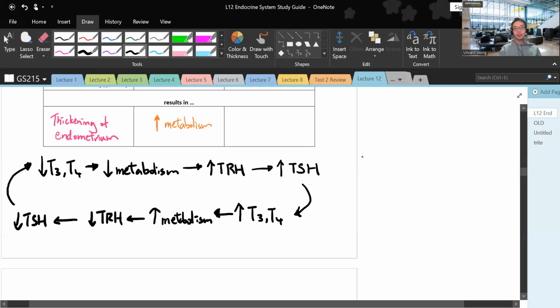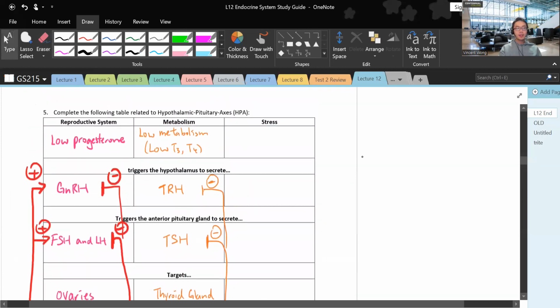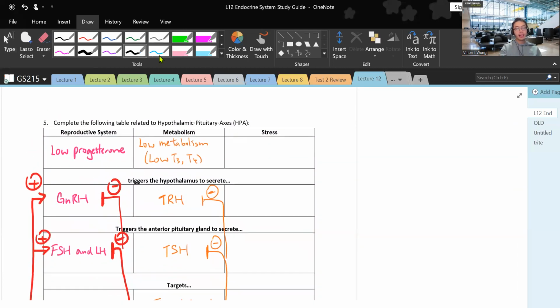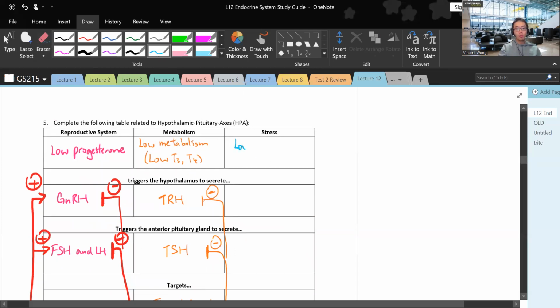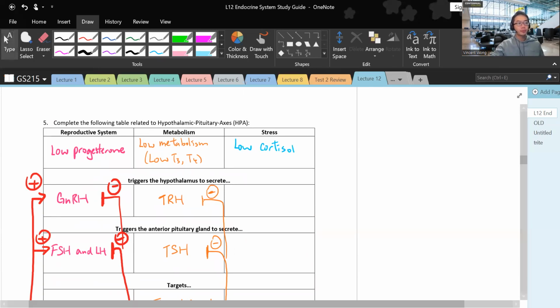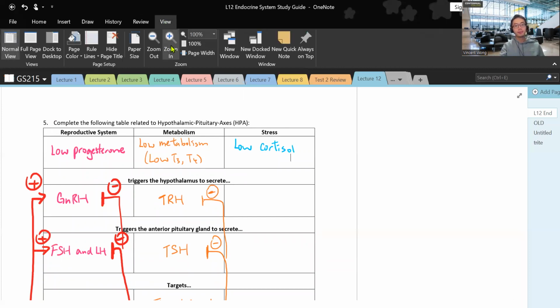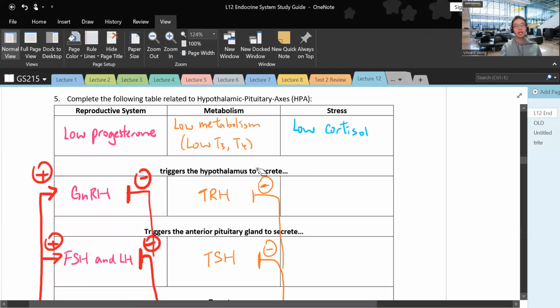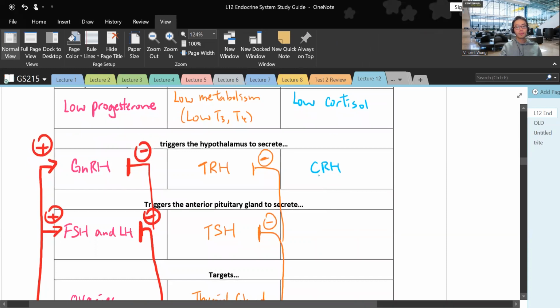Stress. In this case, we have the beginning again, and we would have low cortisol. Okay, we're just going to focus on the cortisol here. That's the main one that's involved. So low cortisol will trigger the hypothalamus to secrete CRH. CRH triggers the anterior pituitary gland to release ACTH.